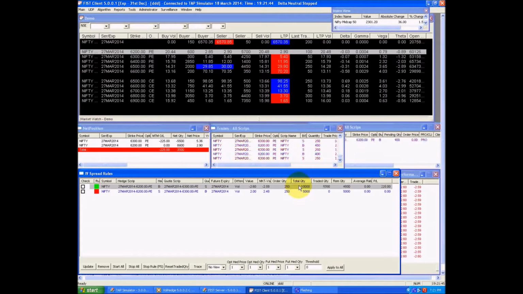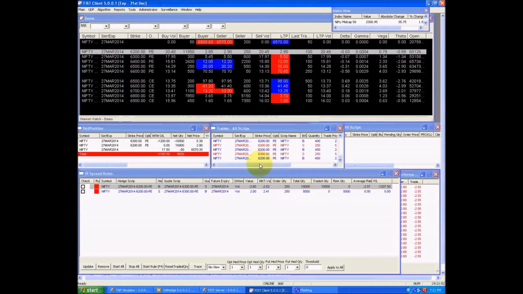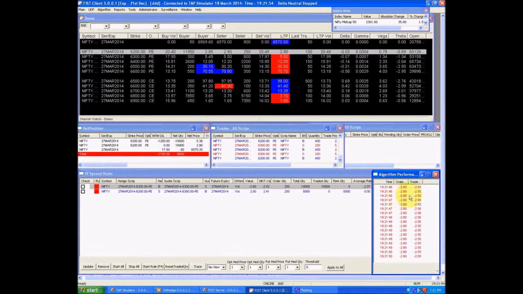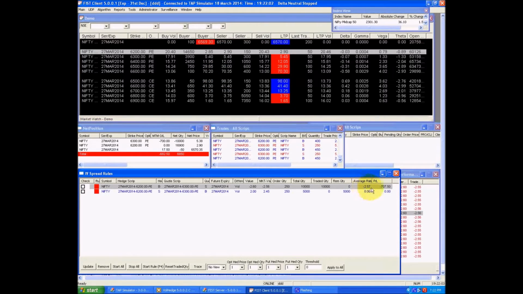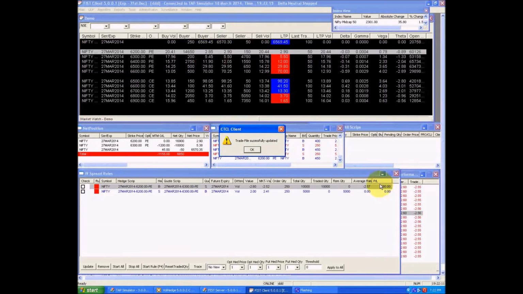As you can see, the entire trading has been done and my order was put at minus 2.6 and it has actually done a better order at minus 2.5 or minus 2.59. The average rate at which the trade has been done is minus 2.57, and it also shows the PNL rule wise.